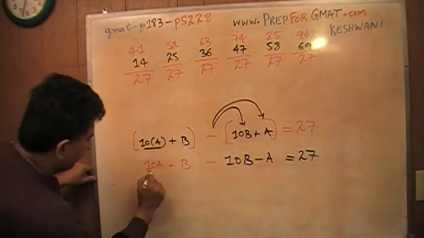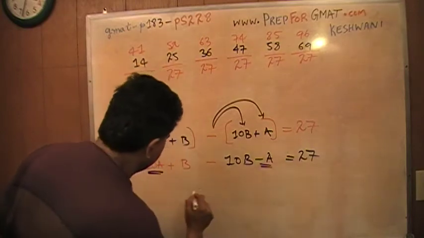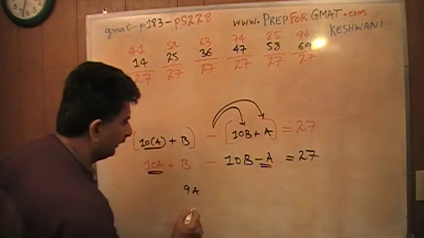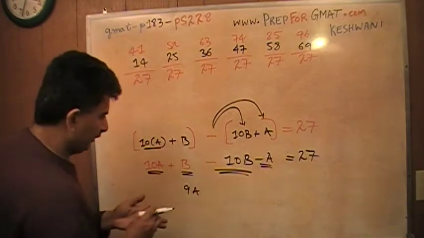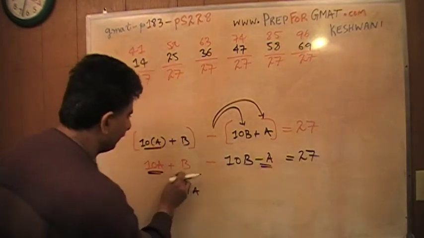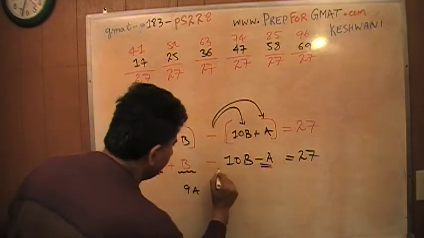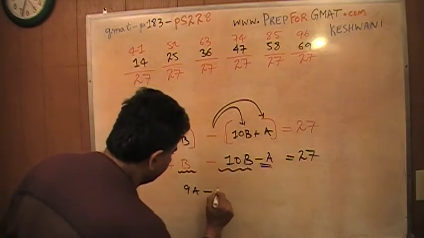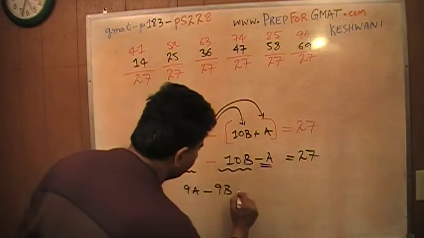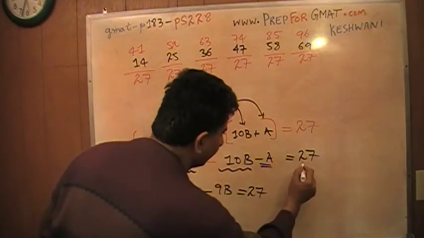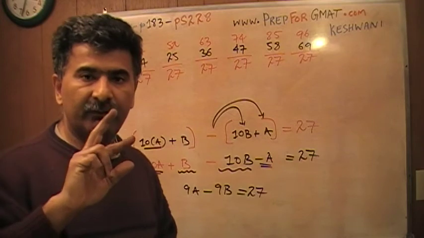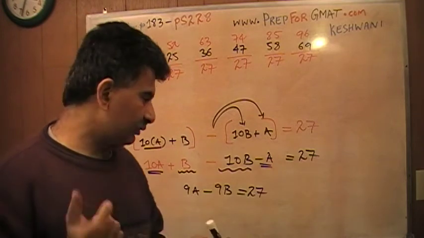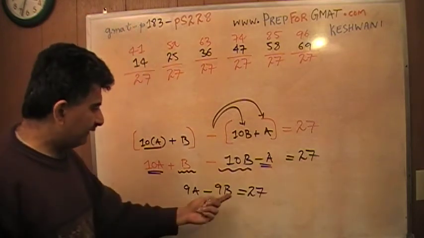So now I have 10A minus A, that gives me 9A, and then the B and the negative 10B gives me negative 9B, and that has to equal 27. Why 27? Because that's what the problem tells me. The problem tells me when I reverse the digits, the difference between the original integer and the new integer is 27. So 9A minus 9B equals 27.